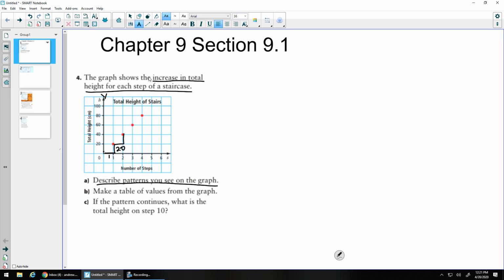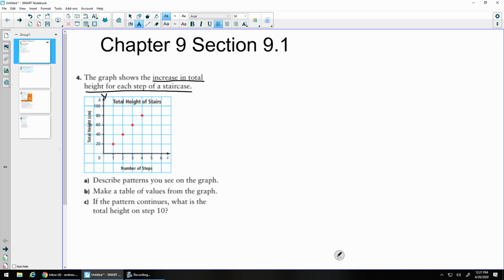So lots of ways to describe it. It's always a weird question when they're asking you to describe the pattern. But what it's looking for is just, how many horizontal and vertical units are you moving each time? You could also just essentially describe what it's showing you. So what we did at the start was just saying, okay, you go up 20 centimeters for every step that you take. That's as much as you need to describe it.